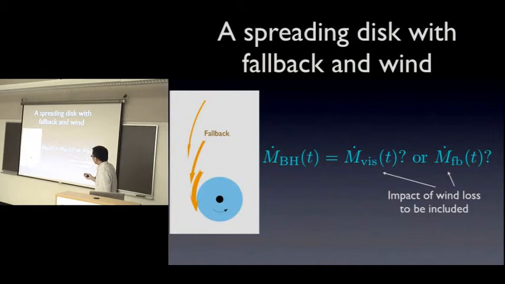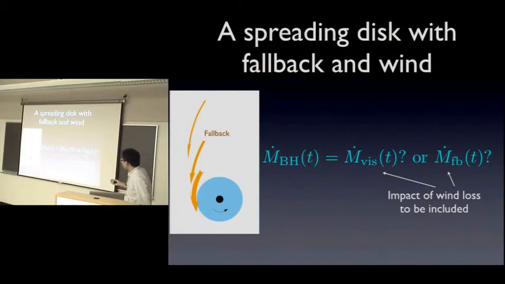Suppose we have a fallback and it has a long tail. The early fallback will quickly form an accretion disk. Then the fallback rate starts to decay. But the viscous spreading of the early formed disk, due to angular momentum conservation, will have a mass reservoir that is hovering around the tidal disruption radius. Then the mass reservoir will provide a source of late accretion.